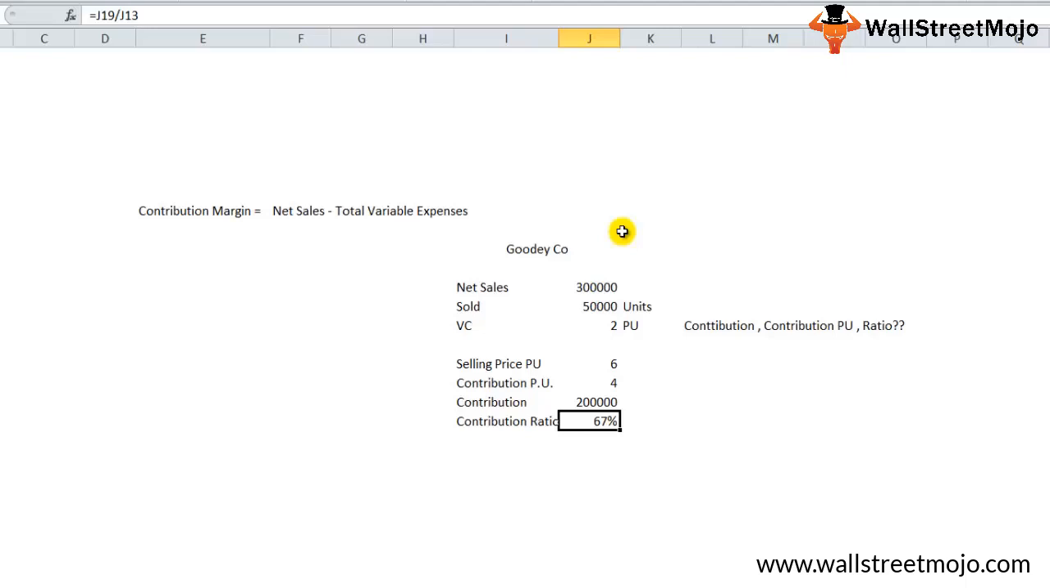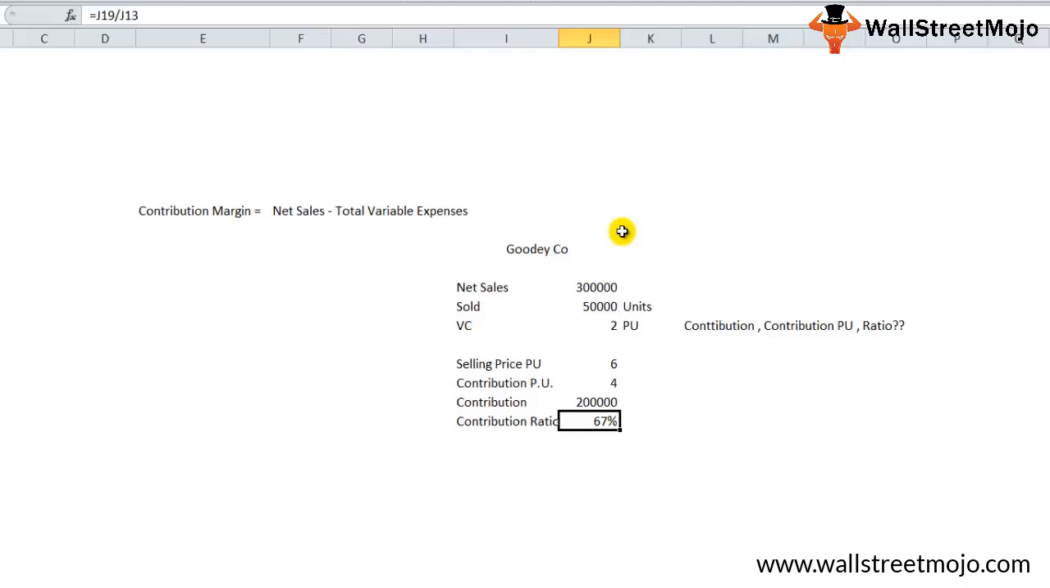So let's get into the explanation of the contribution margin formula. Contribution is a measurement through which we can understand how much a company's net sales will contribute to the fixed expense and the net profit after covering the variable expense. While calculating the contribution, we deduct the total variable expense from the net sales, and doing that allows us to look at the fixed expense and net profit.